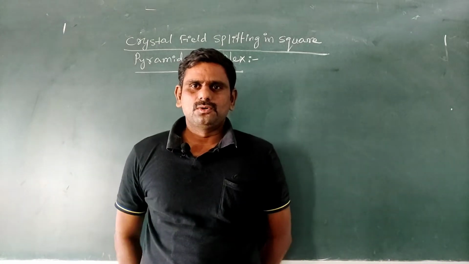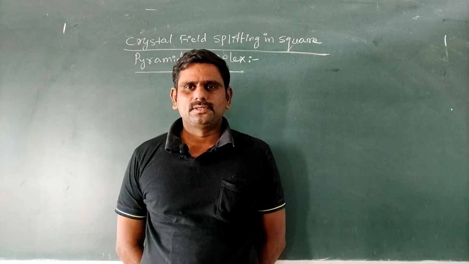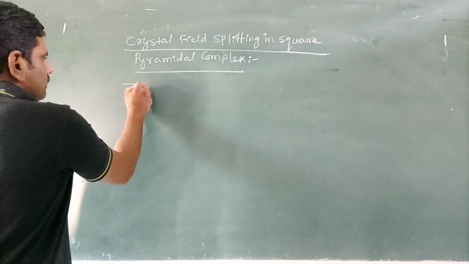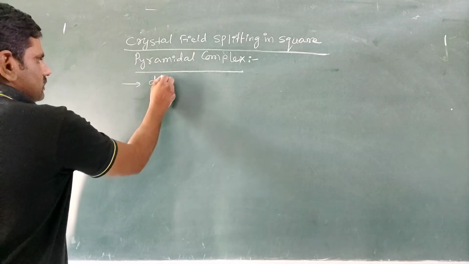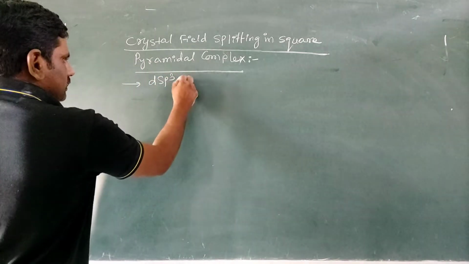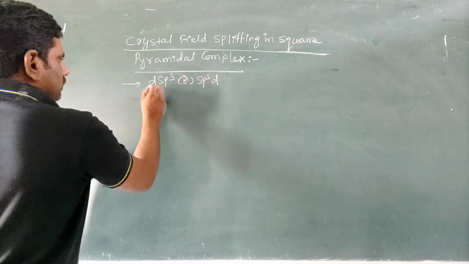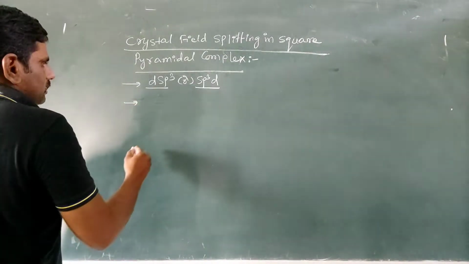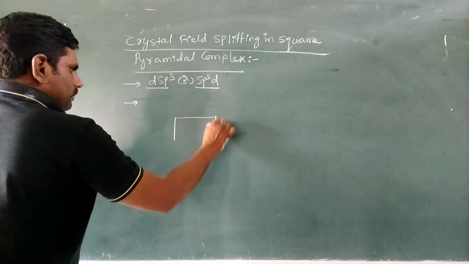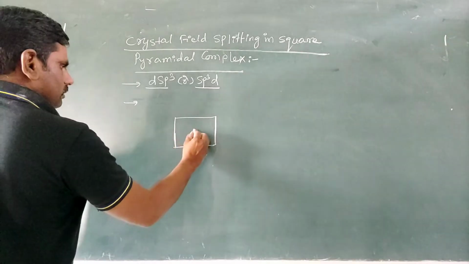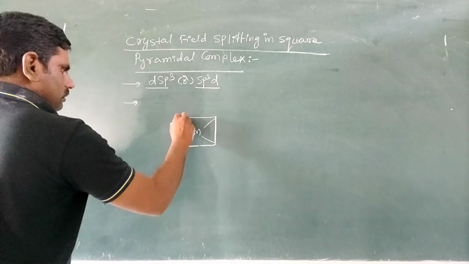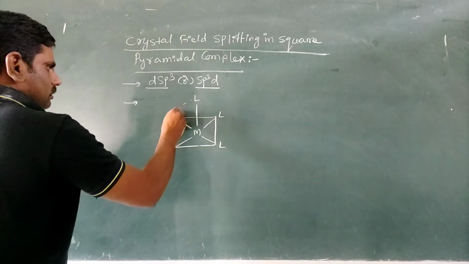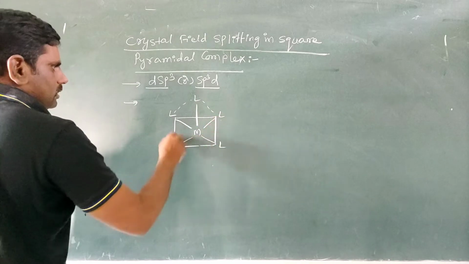Now we are going to learn the crystal field splitting in square pyramidal complex. In square pyramidal complex, hybridization is either dsp3 or sp3d. Inner orbital complex is for dsp3, and outer orbital complex is for sp3d. The shape is like this. It is square planar, and this is square pyramidal. Like this, square pyramidal.